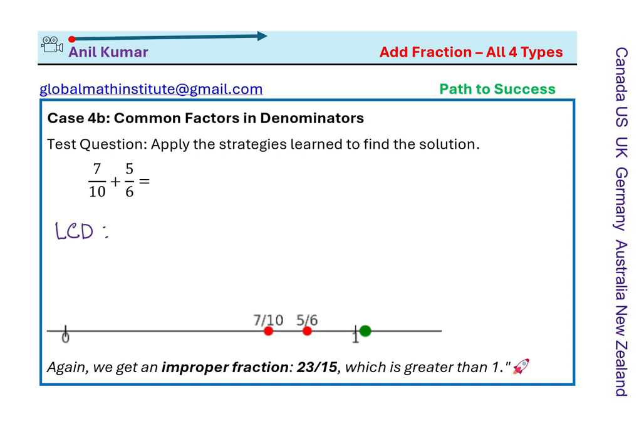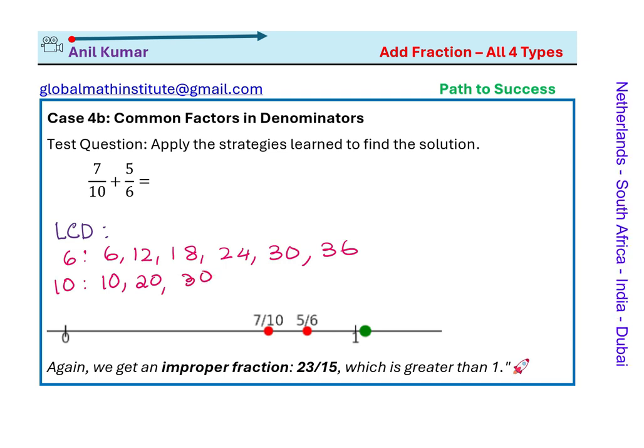There's a couple of ways to do it. So if I do 6, then it is 6, 12, 18, 24, 30, 36. For 10, easy: 10, 20, 30. So as soon as we hit 30, we know we have reached the lowest common denominator, which should be 30. Is that clear to you, right? It is not 60 once again. Why is it not 60?